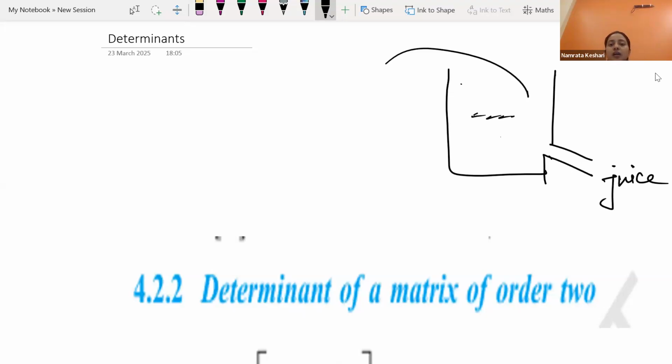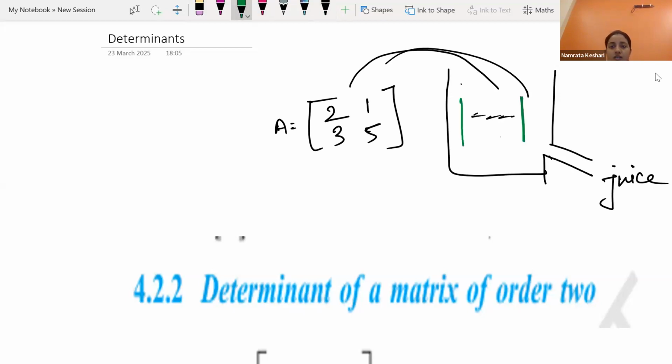Similarly, a determinant is like this: suppose you have a matrix A, a 2 by 2 matrix, with entries 2, 1, 3, 5. Now you drop this matrix into the determinant sign. Each and every element remains the same, and it will give you an output, a value. The value will be, let me write the number 7. How we got this 7, that's what we will be discussing here.